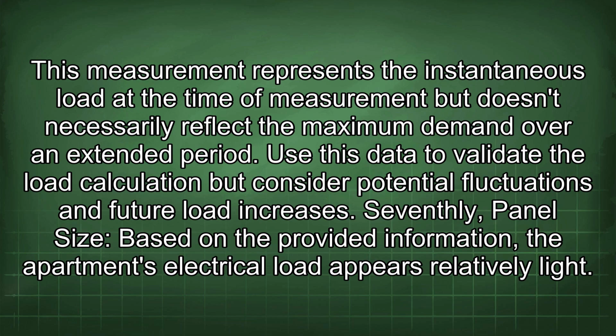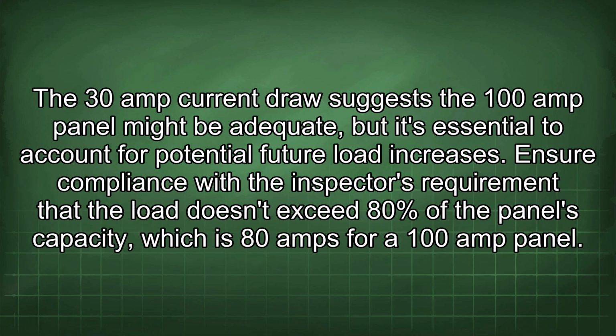Seventhly, panel size. Based on the provided information, the apartment's electrical load appears relatively light. The 30 amp current draw suggests the 100 amp panel might be adequate, but it's essential to account for potential future load increases. Ensure compliance with the inspector's requirement that the load doesn't exceed 80% of the panel's capacity, which is 80 amps for a 100 amp panel.